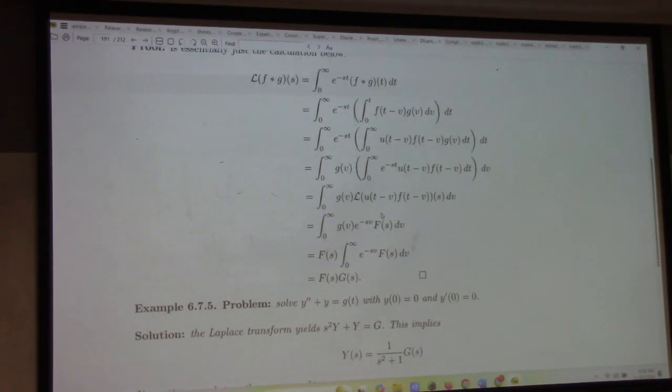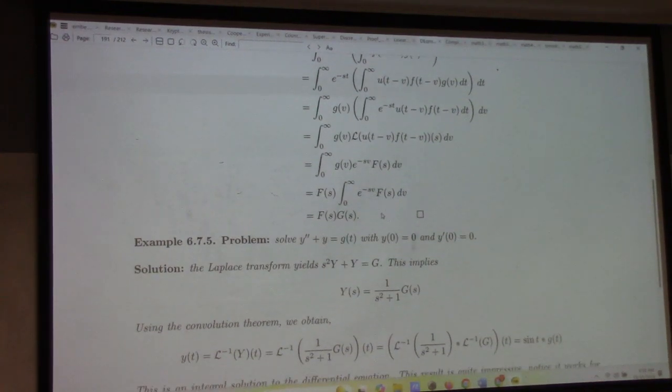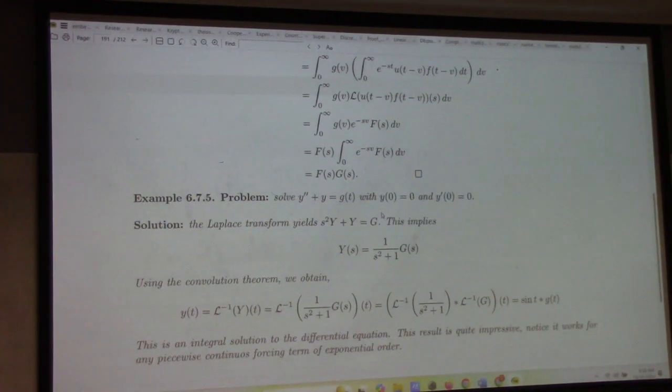Let's see what this does for us. This allows us to do, for example, this solution here. Suppose you're solving y double prime plus y equals g, where you have initial conditions 0 and 0, right? So we take the Laplace transform of the equation, we get s squared big Y plus big Y equals big G. Solve for big Y, we've got Y of s is equal to 1 over s squared plus 1 times the Laplace transform of the forcing function, yeah? We take the inverse transform of this.